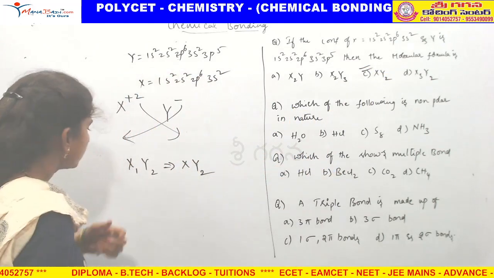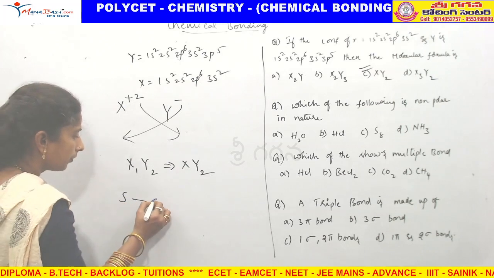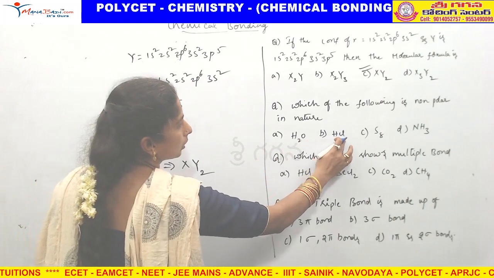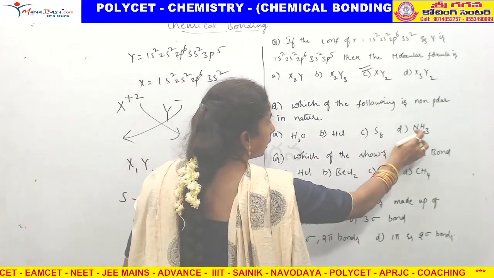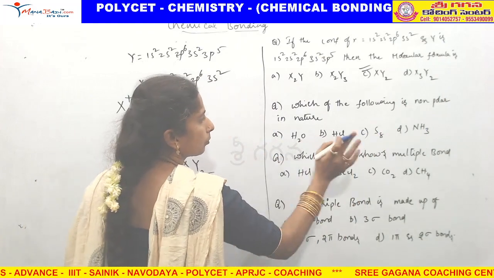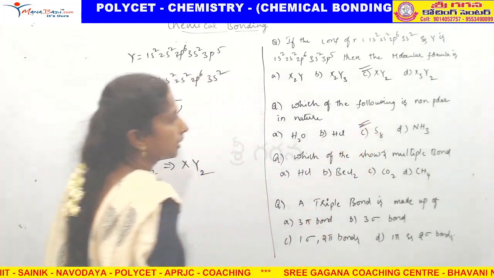Now, which of the following is non-polar in nature? Non-polar in nature means the bond between the same type of atoms. Sulfur only is there; in the remaining, oxygen is more electronegative, chlorine more electronegative, nitrogen more electronegative when compared with hydrogen. So they are polar. The same-atom molecule is sulfur only.